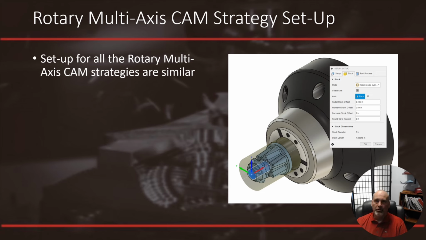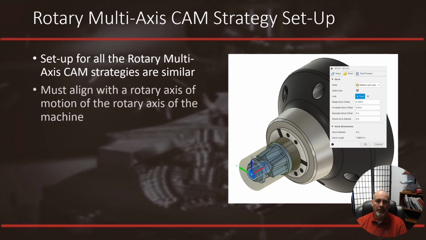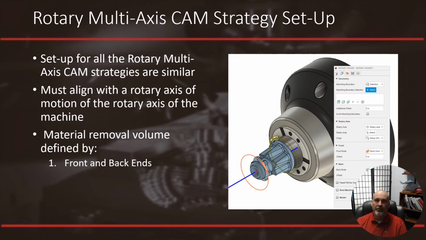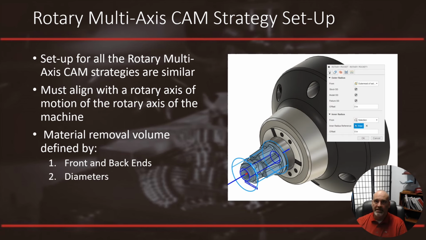Setup for all the rotary multi-axis CAM strategies is very similar, if not almost the same. They must be aligned with the rotary axis motion of the rotary axis machine. And material removal volume is defined by front and back ends in the geometry tab, and diameters on the radii tab, with the rotary contour and rotary pocket requiring inside and outside diameters to be defined, and rotary parallel only requiring an outside diameter to be defined.